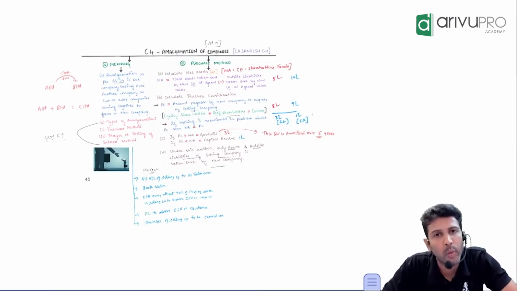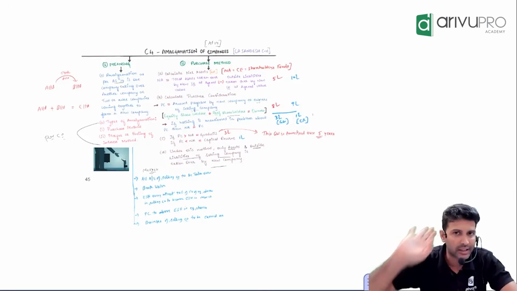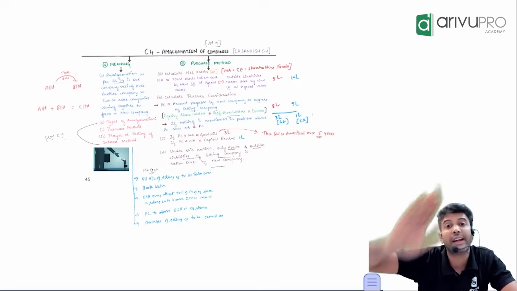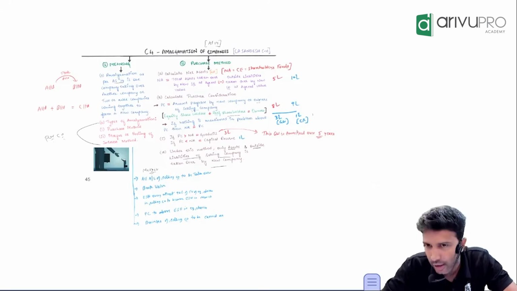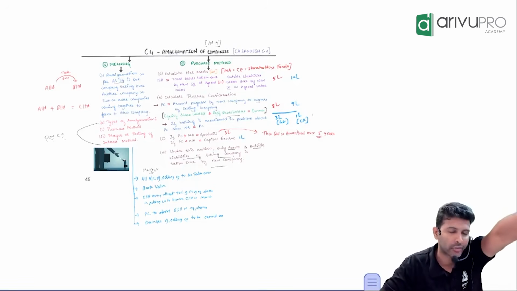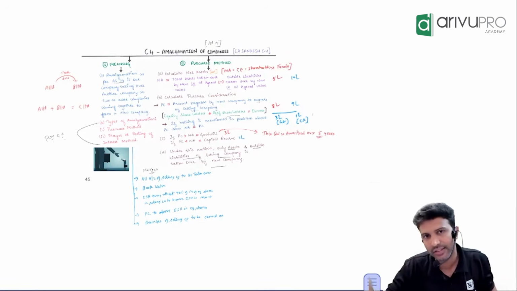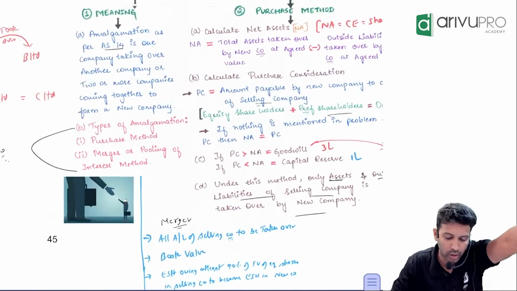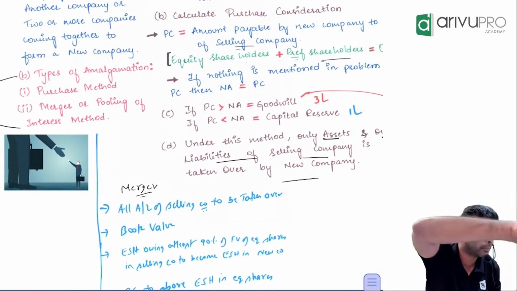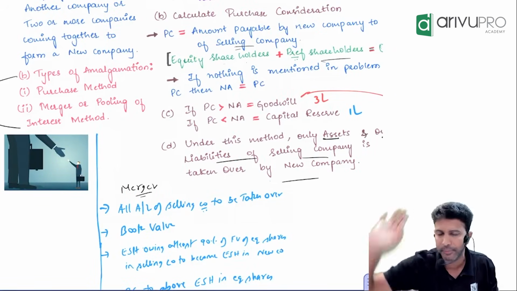Sometimes the question will mention the method, sometimes not. If they mention the method, we don't have to take any more load, simply solve. If they don't mention the method, test it out. For merger method, there are 5 conditions, and all 5 should be satisfied. All assets and liabilities of the selling company should be taken over, and at book value. Equity shareholders owning 90% shares in the selling company should also become shareholders in the new company. The percentage in the new company could be whatever.